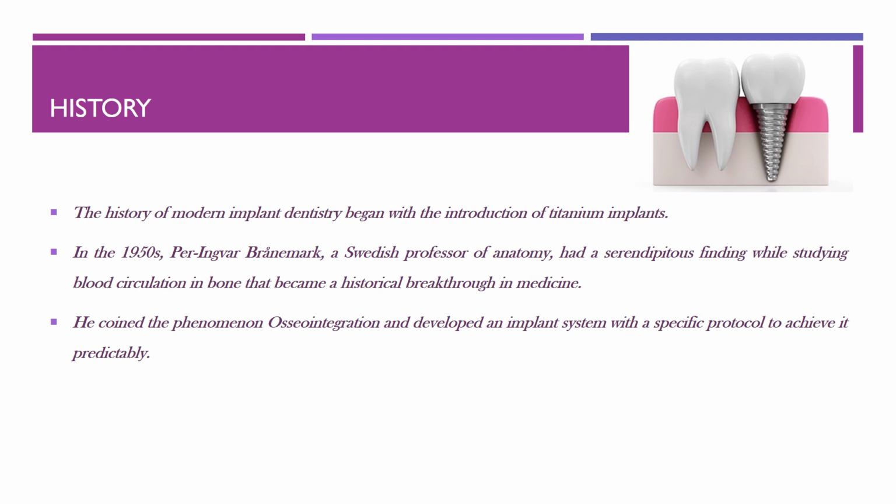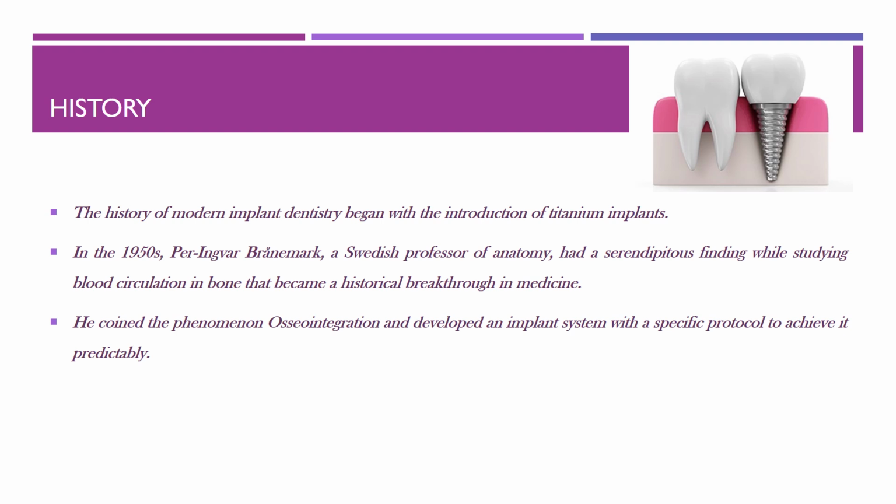Coming to the history of dental implants, the history of the modern implant industry began with the introduction of titanium implants. So in 1915, Per-Ingvar Brånemark, a Swedish professor of anatomy, had a serendipitous finding while studying blood circulation in bone. So that became a historical breakthrough in medicine. He discovered an intimate bone-to-implant position with titanium that offered sufficient strength to cope with load transfer.